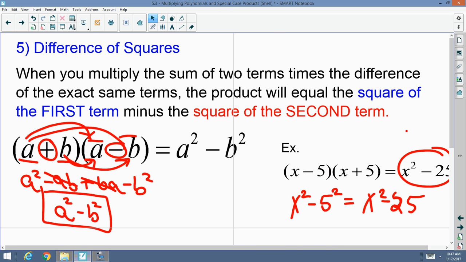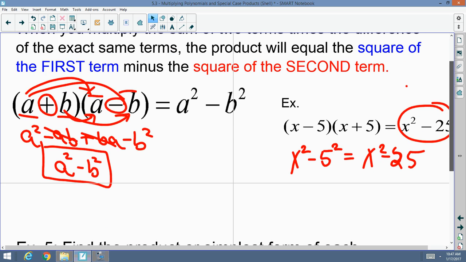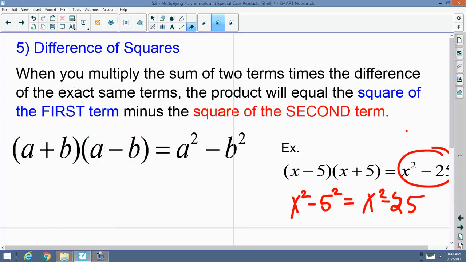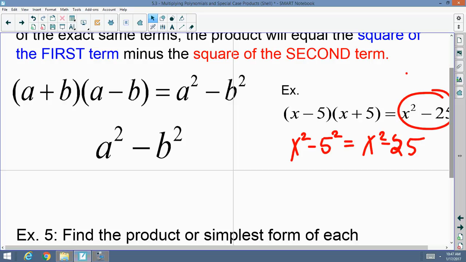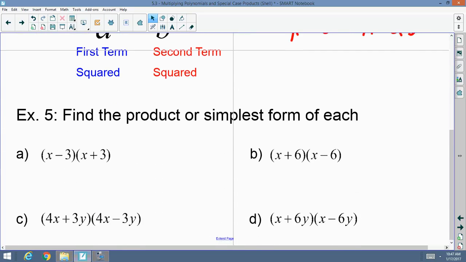Okay. So again, how does this work? As follows. It's always going to equal a squared minus b squared. Why? Because it's the first term squared minus the second term squared. Always. Always, when it's a difference of squares. So, what would x minus 3 times x plus 3 equal? It's that easy. First term squared minus second term squared, you're done.